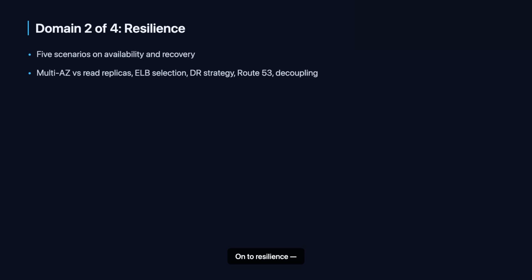On to resilience. 5 scenarios about staying available and recovering fast. We'll hit multi-AZ versus read replicas, choosing the right load balancer, matching a disaster recovery strategy to its numbers, Route 53 routing, and decoupling with queues.